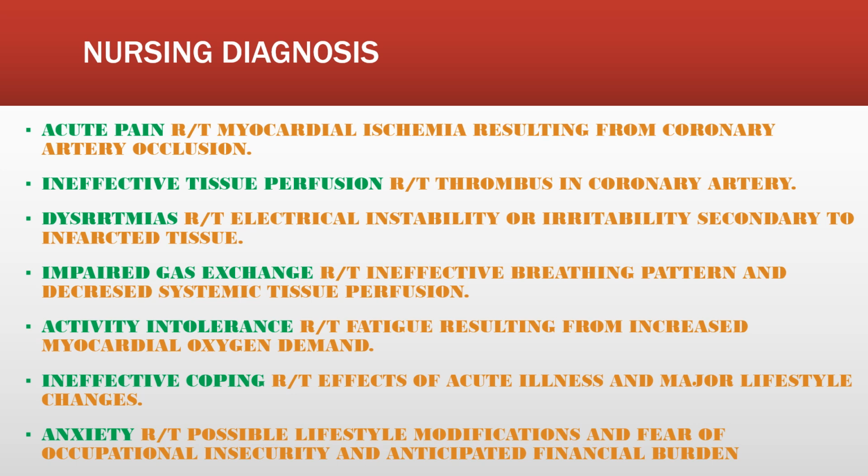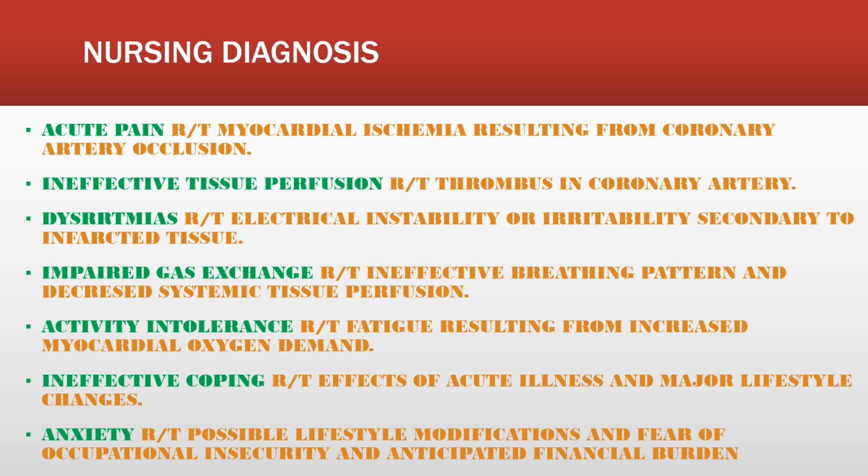Ineffective tissue perfusion related to thrombus in the coronary artery. Dysrhythmias, that is abnormal rhythm, related to electrical instability or irritability, secondary to infarcted tissue. There is impaired gas exchange, related to ineffective breathing pattern and decreased systemic tissue perfusion. Activity intolerance, because your myocardial oxygen demand is more, so you're fatigued, resulting from increased myocardial oxygen demand.